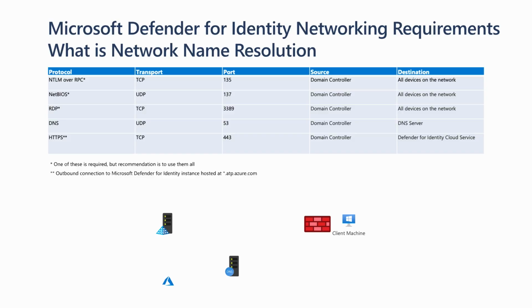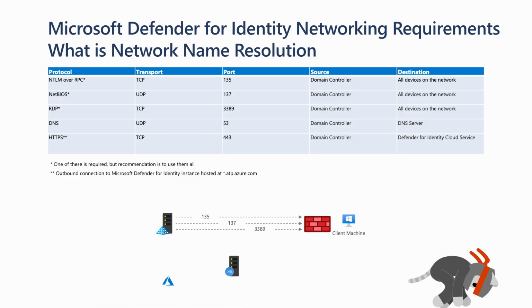So we actually have 4 name resolution capabilities. 3 of them are the active name resolution protocols. We use either NTLM over RPC, NetBIOS, or RDP. You can see that's an outbound connection from the domain controller to the source machines in the network. The domain controller is a trusted host in the network, and it's the domain controller that's making that outbound connection to the source machines. And we will try all 3 protocols during name resolution.